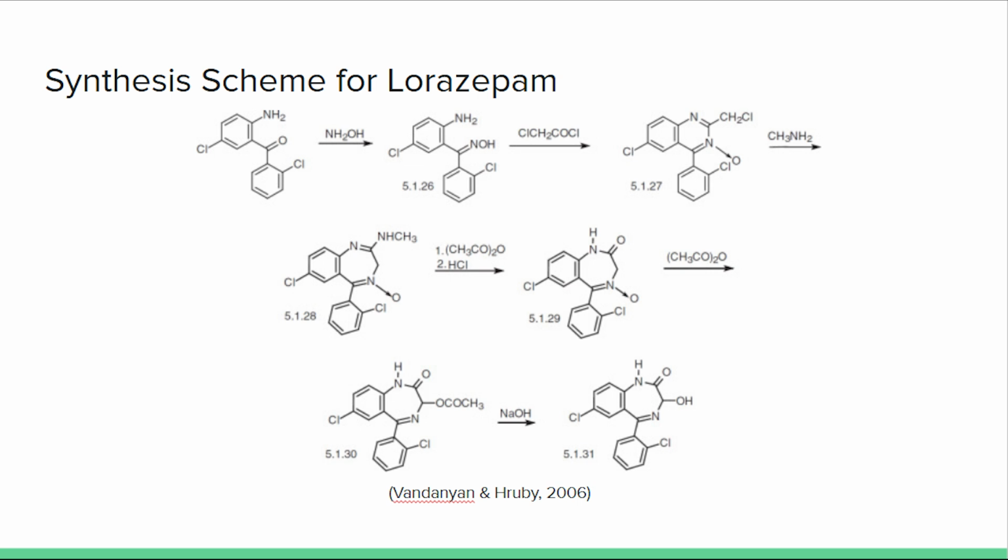Polonovski-type rearrangement to occur, which gives a 3-acetyloxylated benzodiazepine, 7-chloro-1,3-dihydro-3-acetoxy-5-(2'-chlorophenyl)-2H-benzodiazepin-2-one. And finally, a hydrolysis reaction occurs in the presence of sodium hydroxide, which forms our product lorazepam.